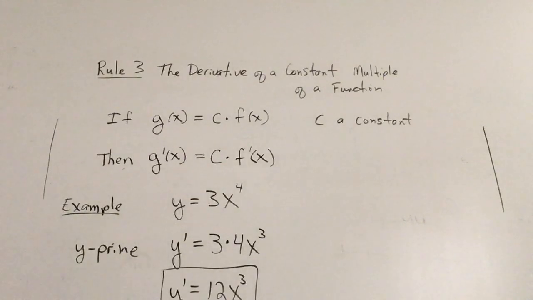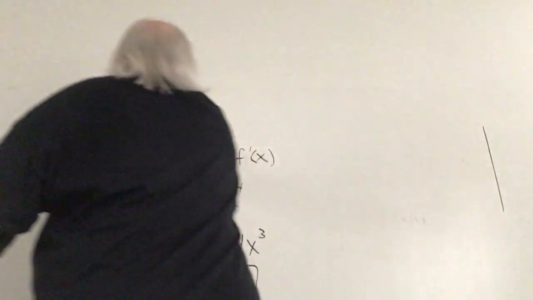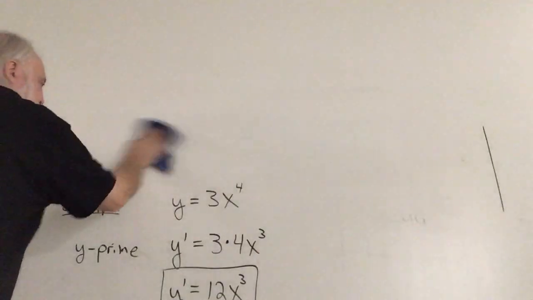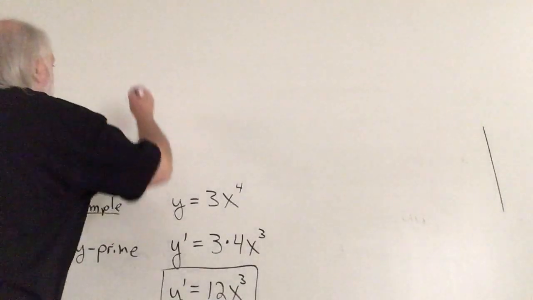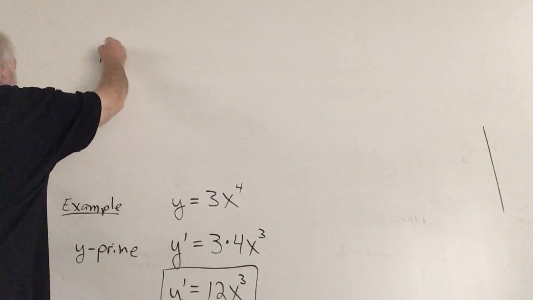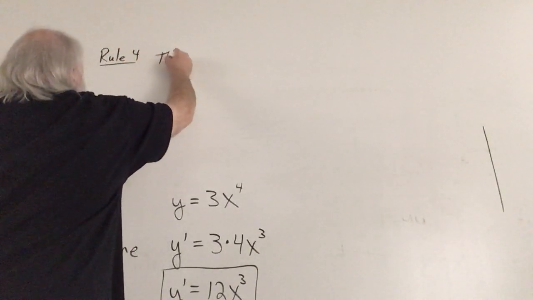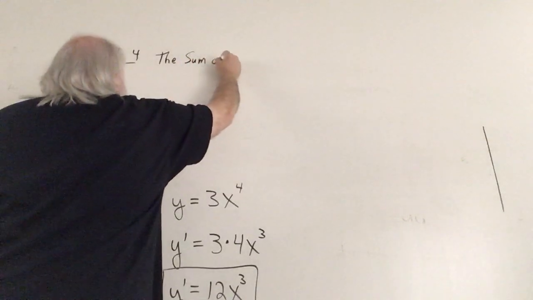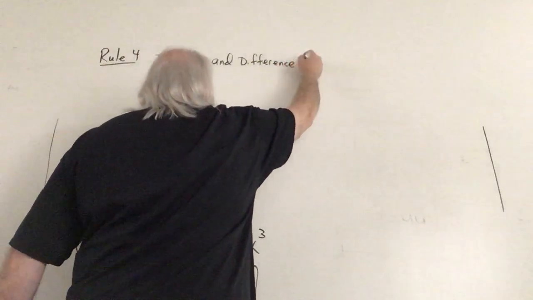The 4th rule of our basic derivatives is called the sum and difference rule. And the sum and difference rule basically says if we have a function with multiple terms in it, we can differentiate it term by term. So rule 4, called the sum and difference rule.